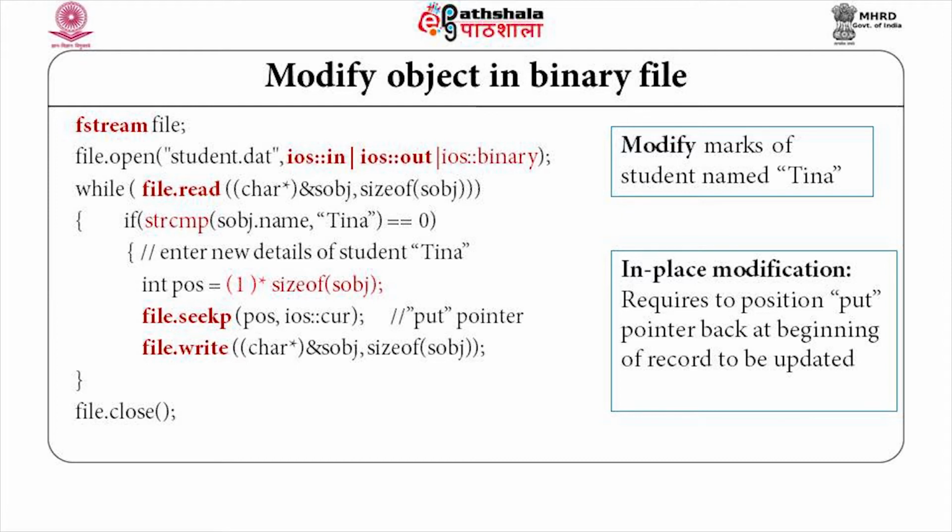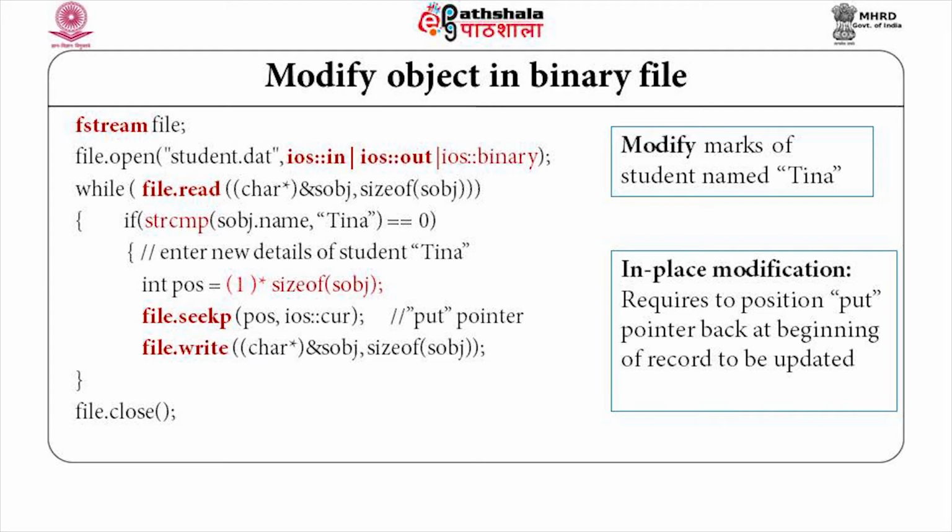So, it should be used for read as well as write. So, the file object should be of the class fstream. Here the name of the object is file, then the mode is in, out and binary, because we are dealing with binary files, the data is in binary, and the loop will be till we find. So, read the record object, compare whether it is Tina. If it is Tina, then get the new details of the marks.